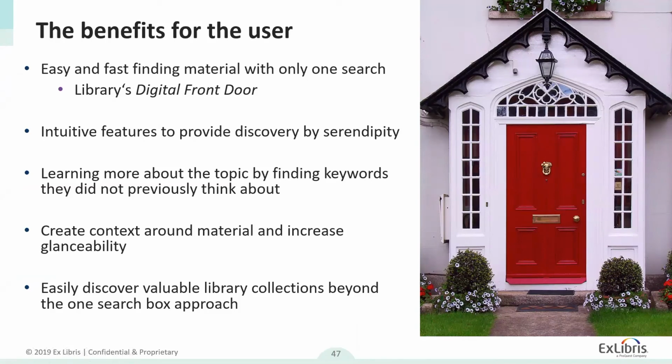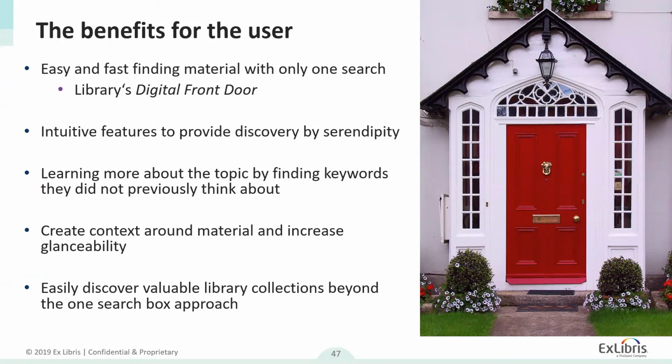Just to talk briefly about the benefits for the user. There are a number of benefits those services provide. That's first of all, easy and fast finding of material. With only one search, I run one search, it finds material, but then I also find entry points to do discovery via the relations, and I find other material. The relationship-based services are something users already know from consumer platforms and probably also social media.